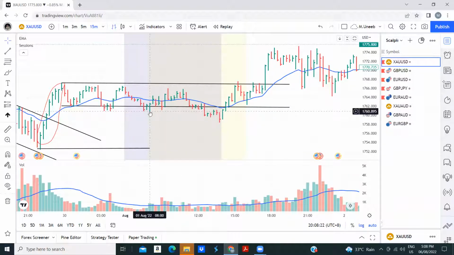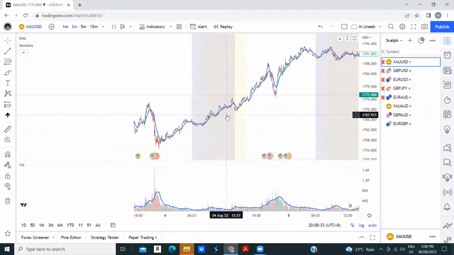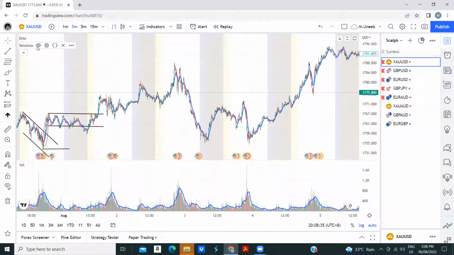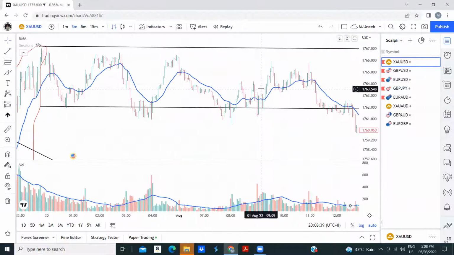All right. And what happens? Now we have a reaccumulation structure. We saw a spring before. And now we go to a 3-minute time frame and see how we can adjust it. See here. We have a reaccumulation structure.